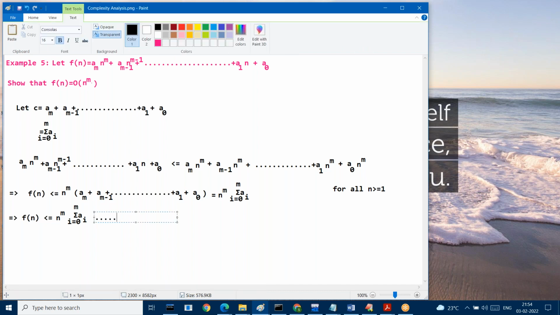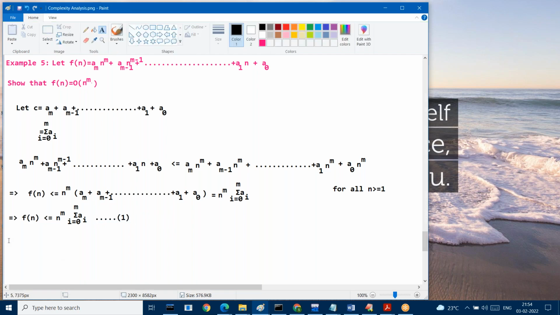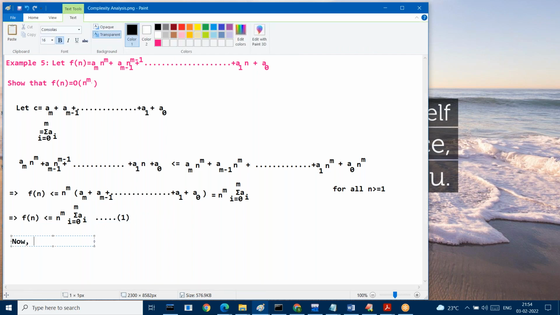suppose for example, this is my number 1. And what is the definition you learned of big O? Now, by definition, already we know that. What is that? 0 less or equal to fn less or equal to cgn. What is c? Constant. What is g? It's a function of n. What is f? Function of n. Let it be my number 2.